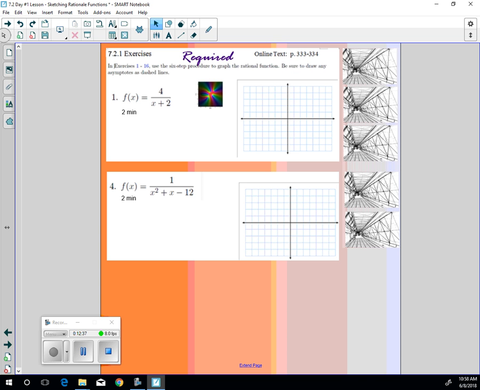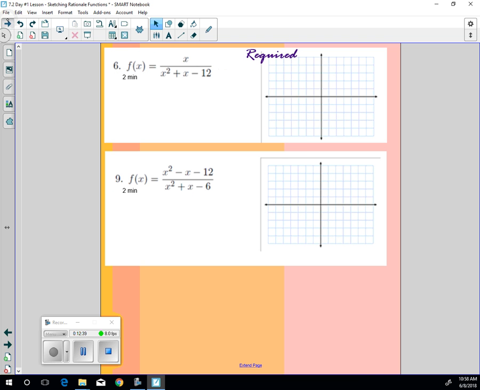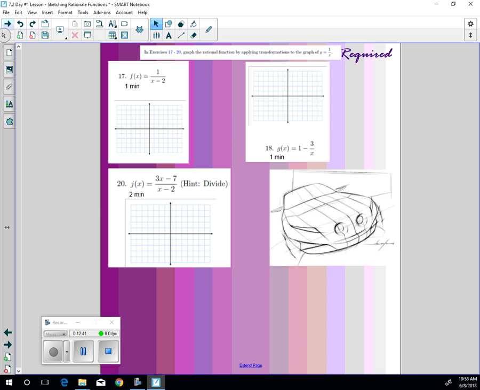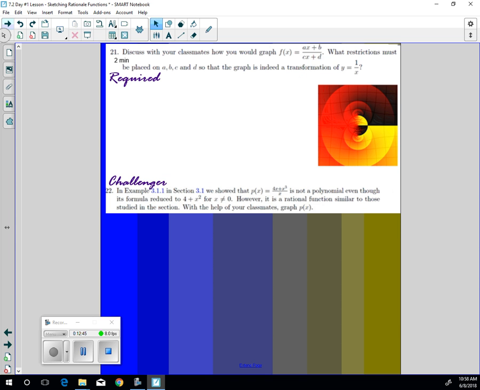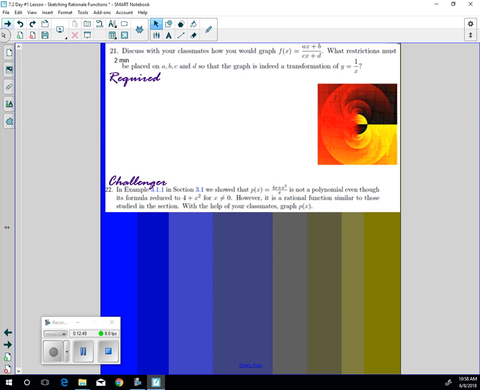You can try these, and some of them are more challenging than others, but I think they're interesting. And please take a look at this number 21. This is one of the puzzles, the things that I did earlier. That's it for graphing rational function.